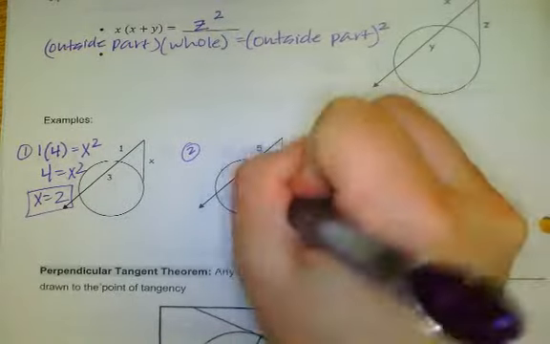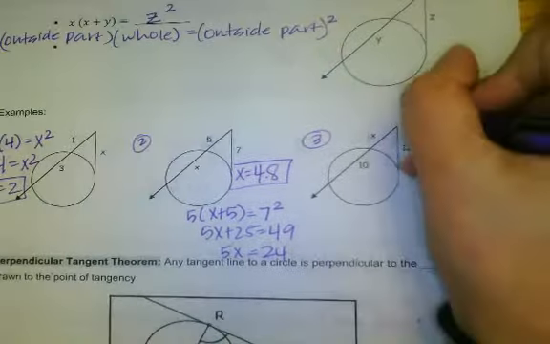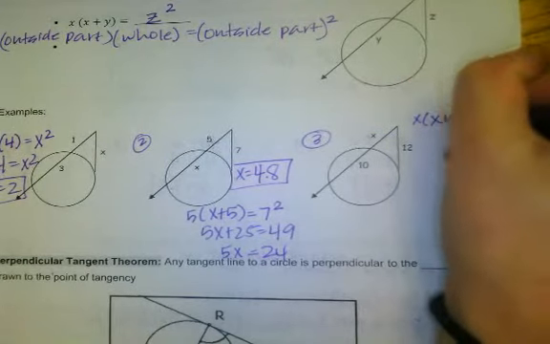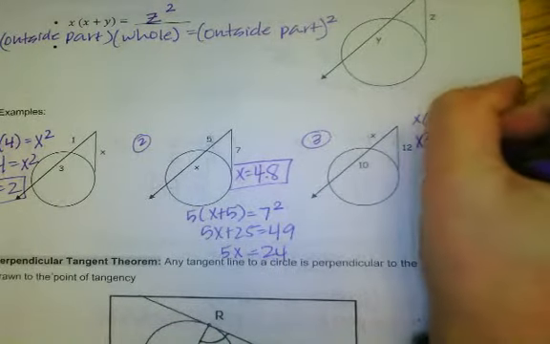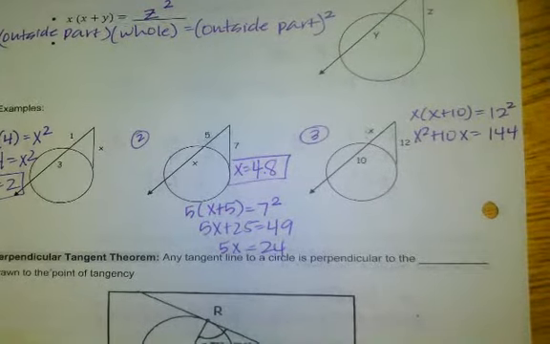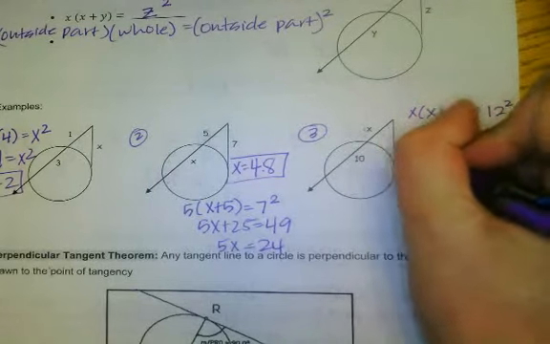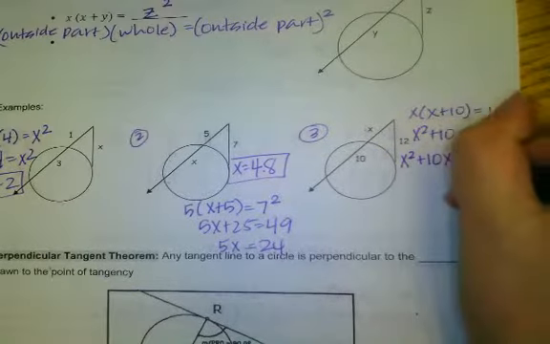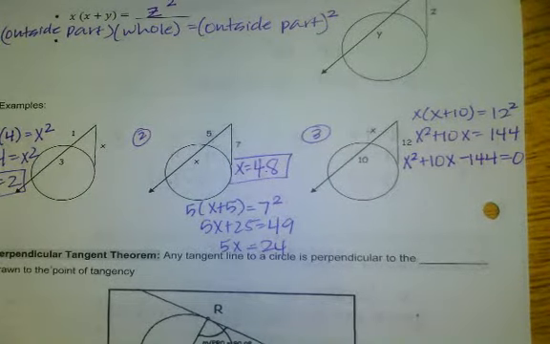Very good. Okay, for number 3, it's just a little bit different because we're going to end up with a quadratic. How do we set it up? Okay, when we distribute, we get x squared plus 10x equals 144. Anytime you have a quadratic, the first thing you want to do is set it equal to 0. So x squared plus 10x minus 144 is going to equal 0. Now I'm looking for my factors of negative 144 that are going to add and give me 10.